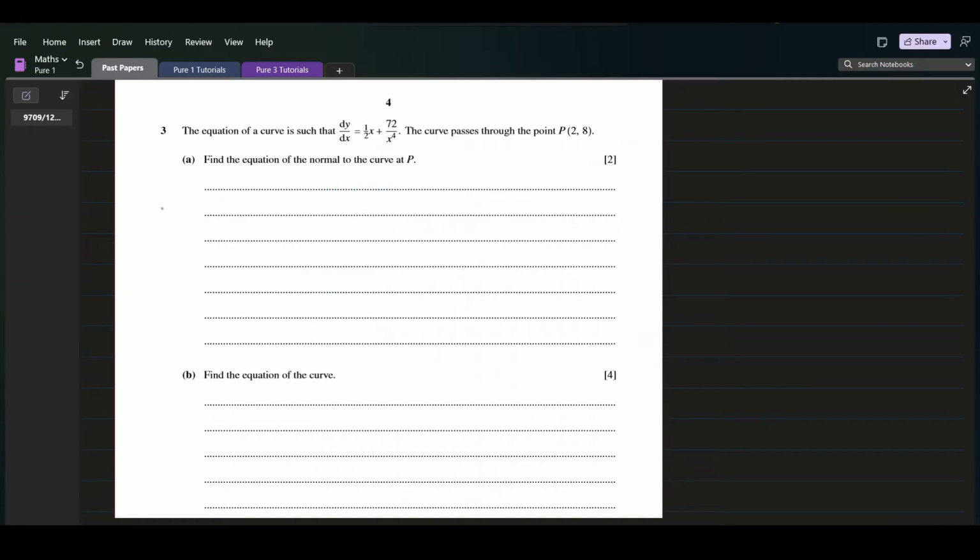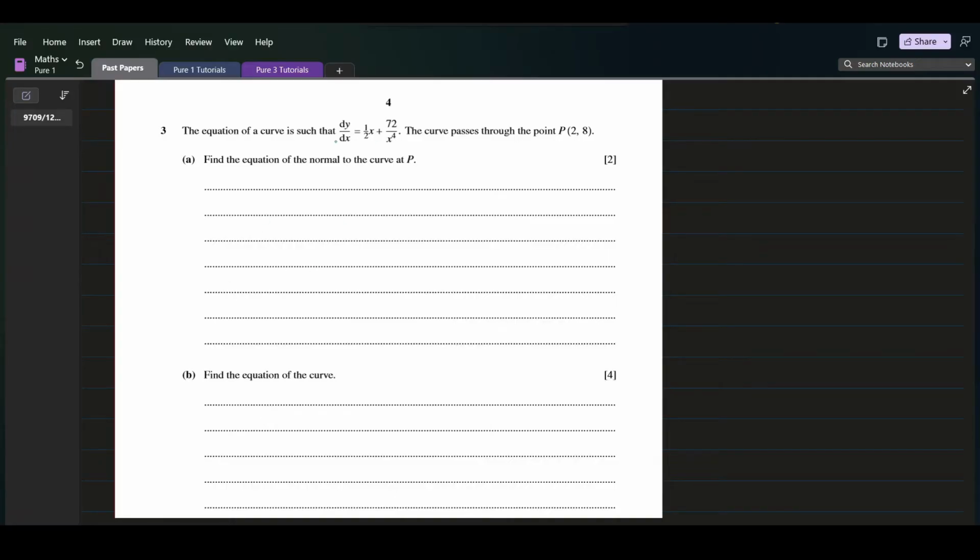Question number 3. The equation of a curve is such that dy/dx is equal to ½x + 72/x^4. The curve passes through the point P (2, 8). Find the equation of the normal to the curve at P.